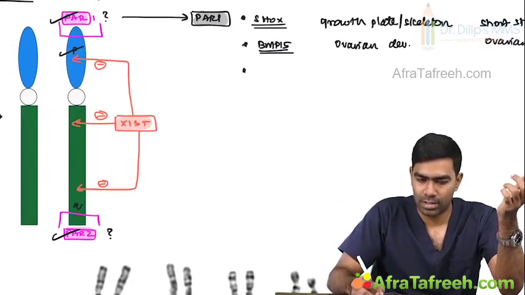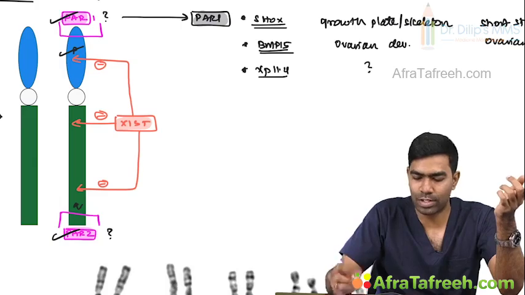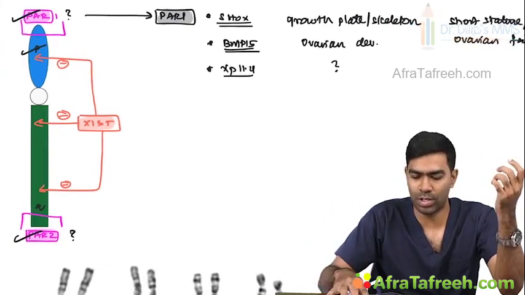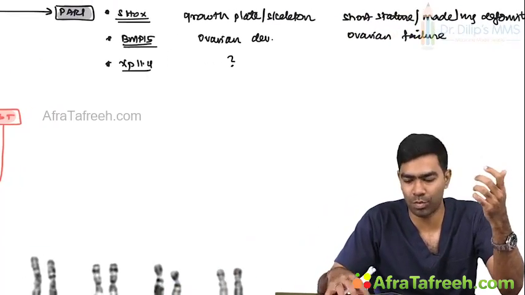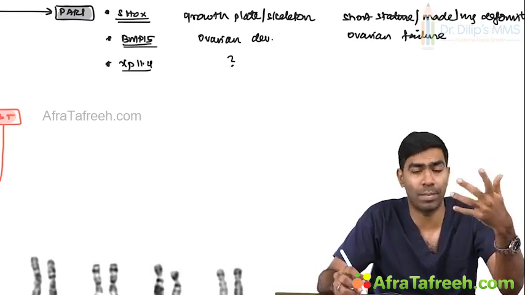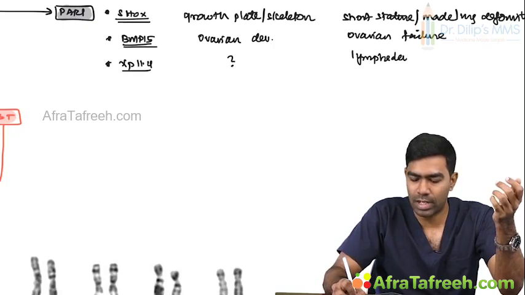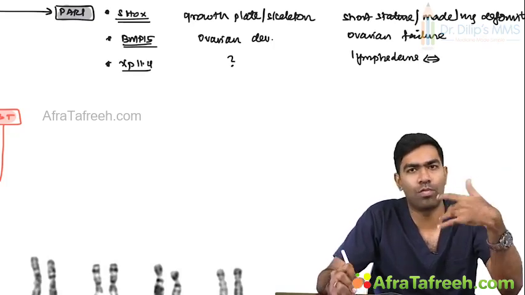And next, you have this XP11.4 area whose function is unknown. We don't know what the exact function of this XP11.4 area is. Loss of this area in the PR1 is thought to be the reason for development of this lymphedema in Turner syndrome. Lymphedema means more fluid in the body.